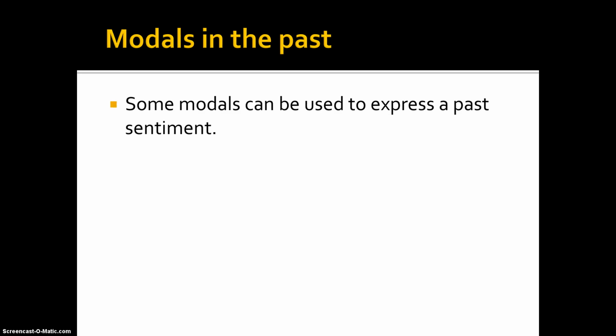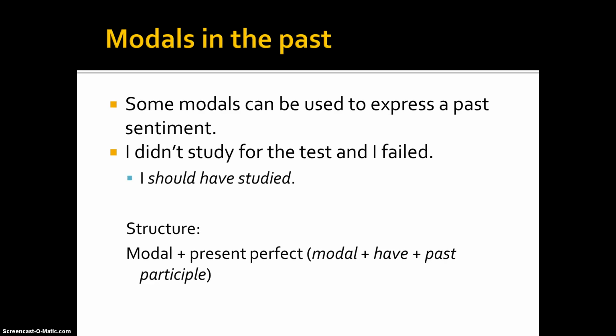How do we form modals in the past? I didn't study for the test and I failed. I should have studied. So the structure is the modal plus the present perfect, which means modal plus have plus the past participle. I often see people write, I should of studied, which is incorrect.